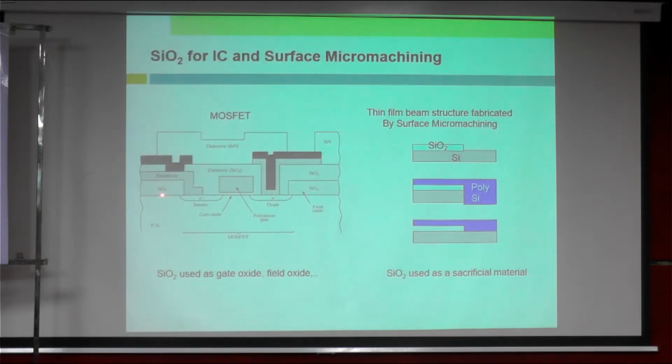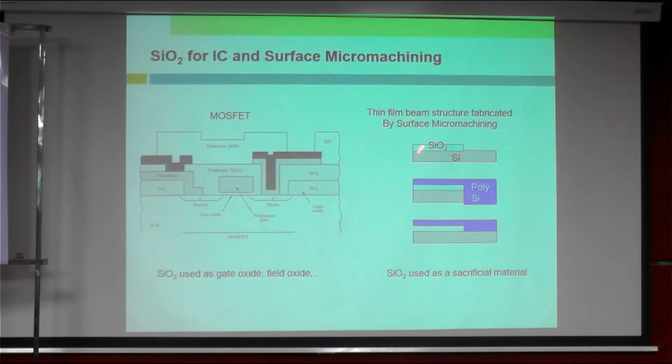So you need to deposit silicon dioxide. You need to deposit polysilicon here. You need to deposit aluminium here. So the process will vary. For us to deposit certain materials, you have a certain process, and for aluminium you might use a different process, etc. So this is why materials deposition is very important in MEMS fabrication.